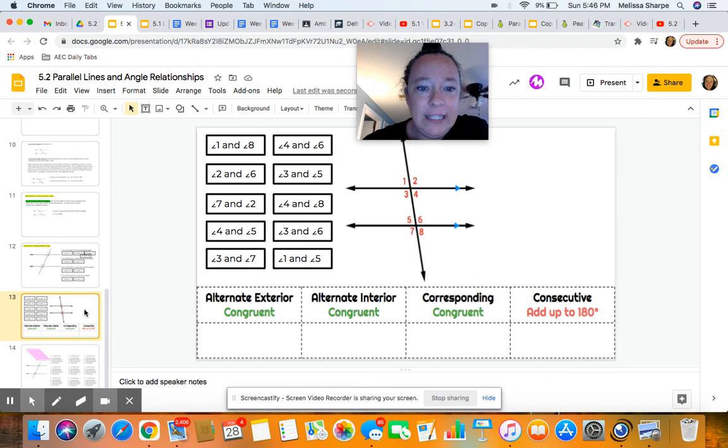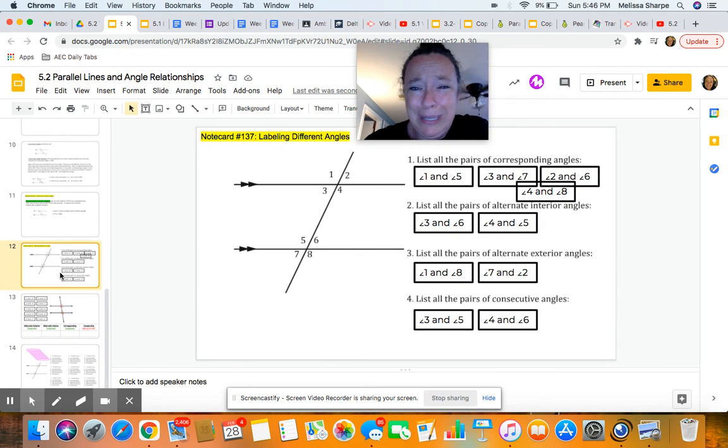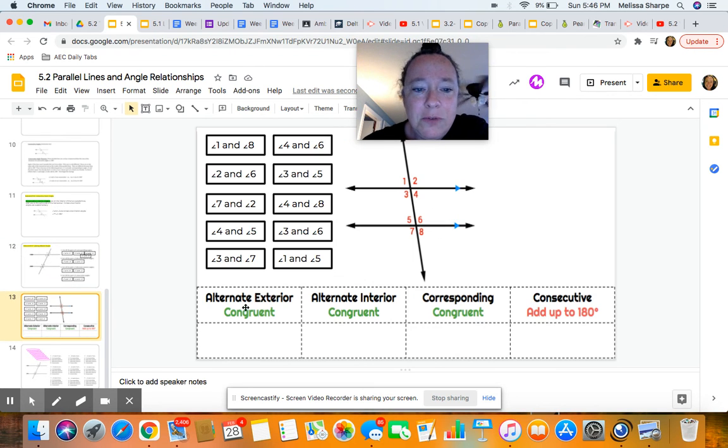Now we're going to look at this one. This is just another quick summary. I just want you to think through it. It's really just the same thing as this. It really, really is. It's just reminding you that alternate exterior are congruent, alternate interior are congruent, corresponding are congruent, and consecutive add up to 180.